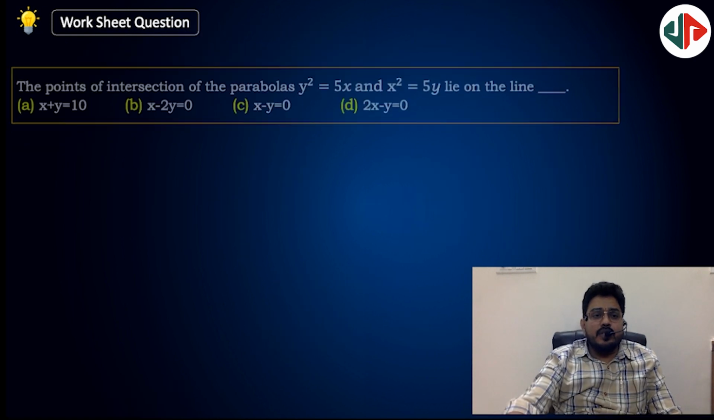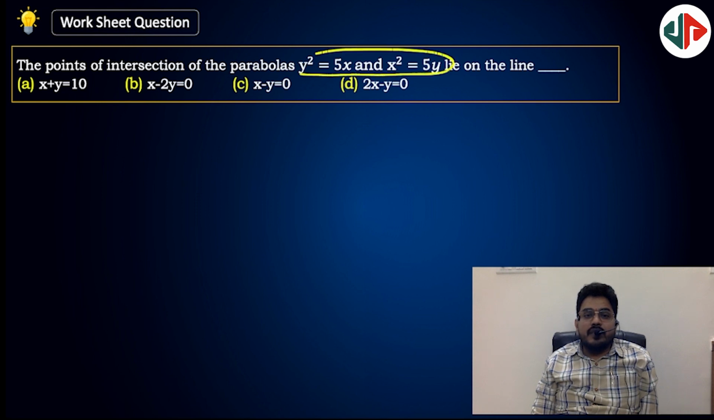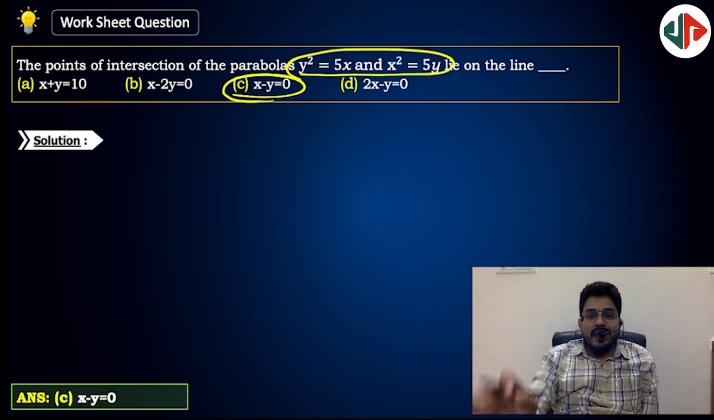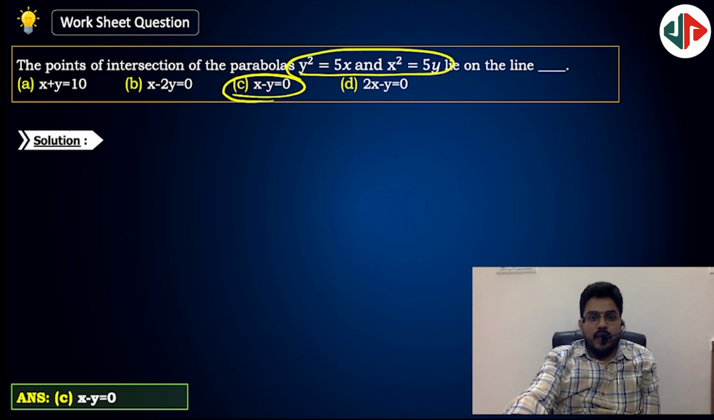Okay. Next question. The point of intersection of the parabolas lies on the line. So here one is the inverse of the other. So it will always lie on y is equal to x. One is the inverse of the other, always lies on y is equal to x.